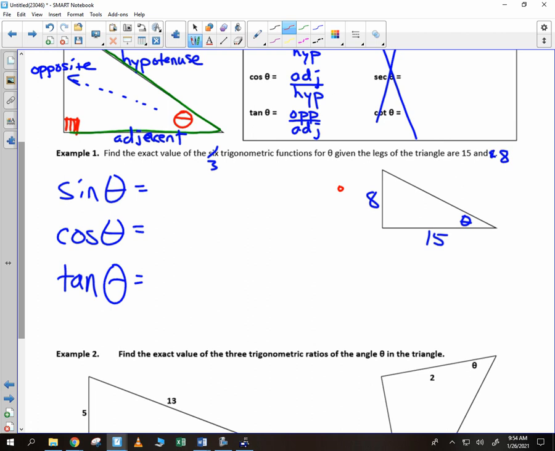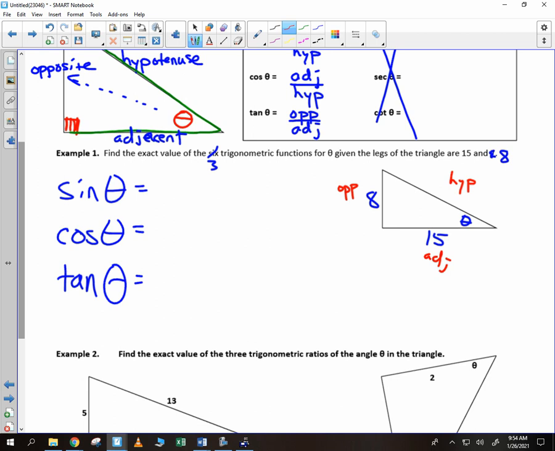It is the opposite. Thank you. You're very intelligent. 15 is the adjacent. And then this side would be the hypotenuse. So if sine is the opposite over the hypotenuse, I do not have the hypotenuse at this time. Anybody got a clever way of coming up with the hypotenuse? Starts with a P. Pythagorean theorem.